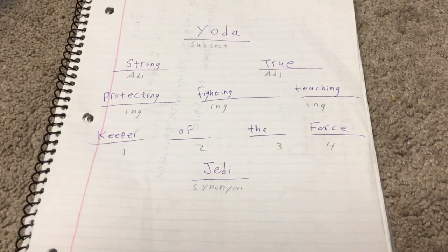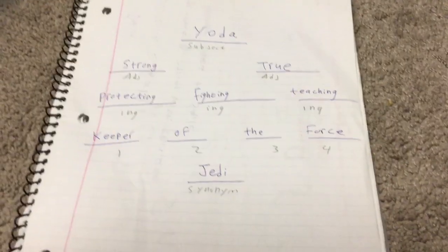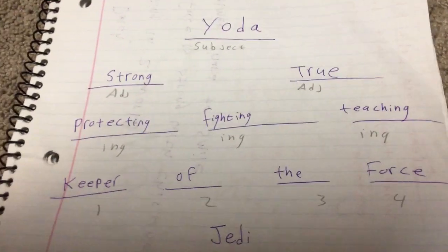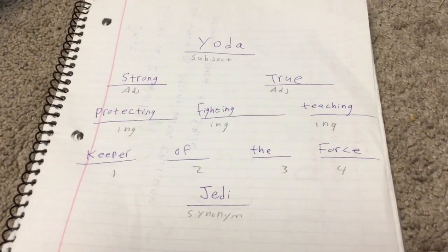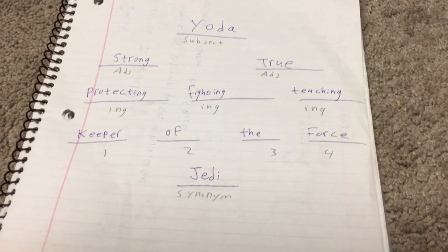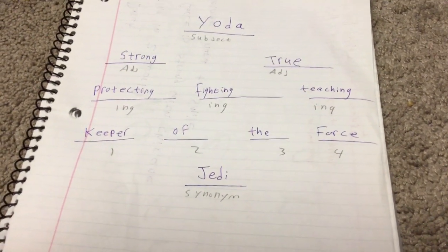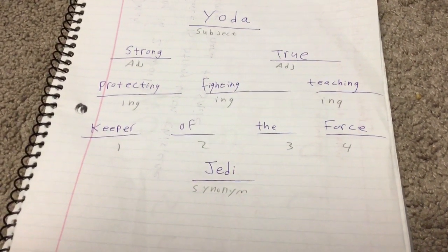But if I were you, I would follow this format of just writing my spaces, 1, then 2, then 3, then 4, then 5, and just writing what I'm doing underneath it. Subject, adjective, adjective, ing, ing, ing, 1, 2, 3, 4, and then another word that goes with Yoda. You can write about anything you want. Try to follow the format. Or as Yoda would say, try not, do.